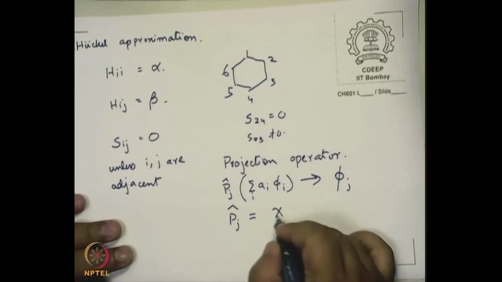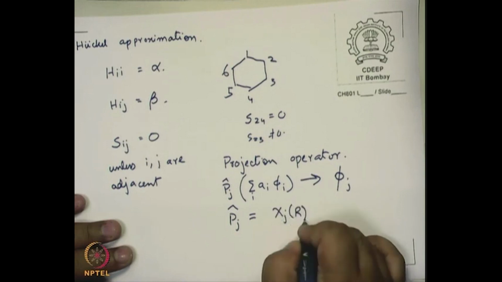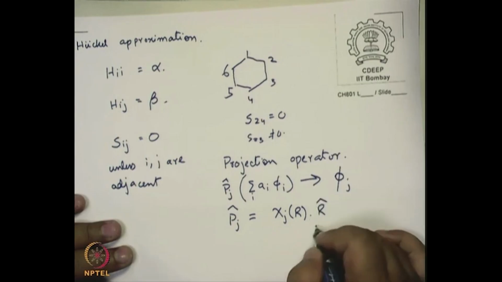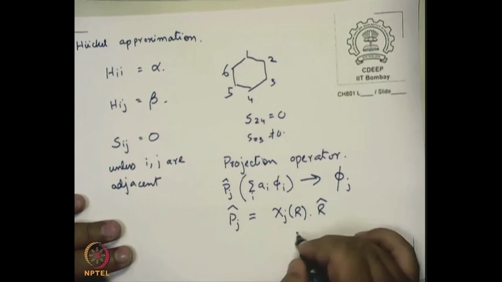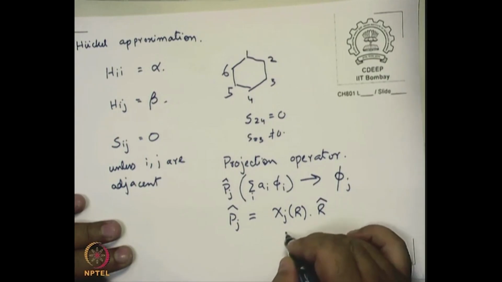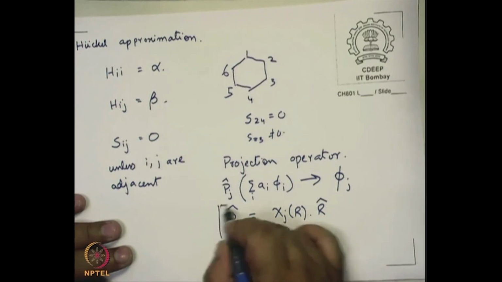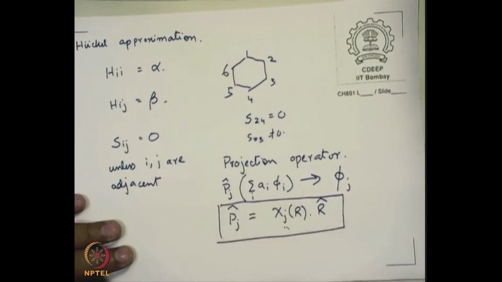Pj is chi j of r multiplied by r hat, where r hat is a symmetry operation. Chi j of r is the character for that same symmetry operation in the jth irreducible representation. So, that is what we are going to do today, and the system that we are going to study is naphthalene, where your Huckel approximation is going to be applicable.